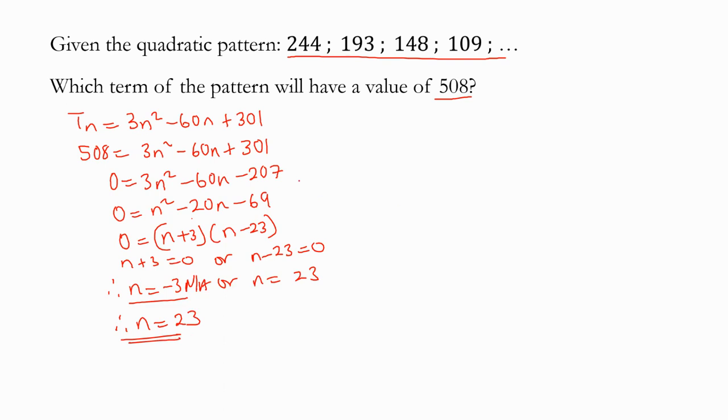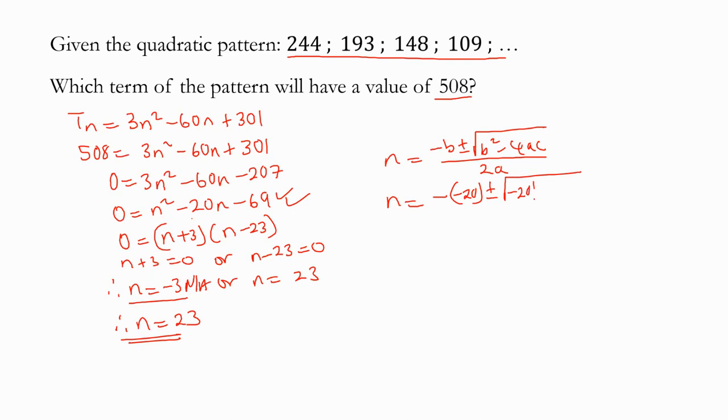Okay, you could have used your quadratic formula here and say n is equal to negative b plus or minus the square root of b squared minus 4ac all over 2a. And then say n is equal to minus negative 20 plus or minus the square root of negative 20 squared minus 4, then a is 1, c is negative 69, all over 2 times a, which is 2 times 1.